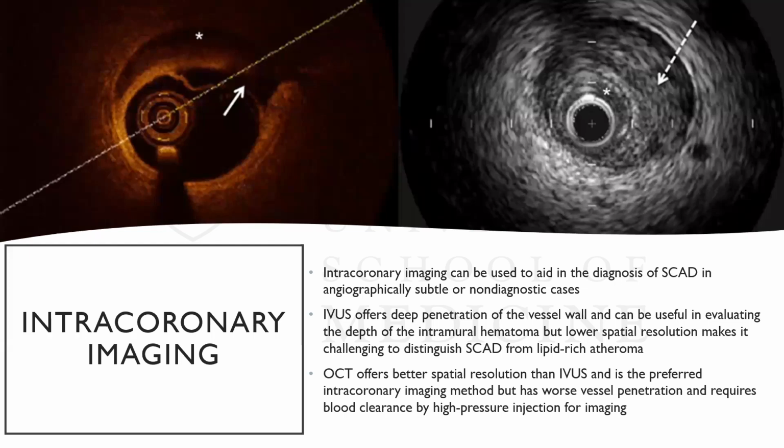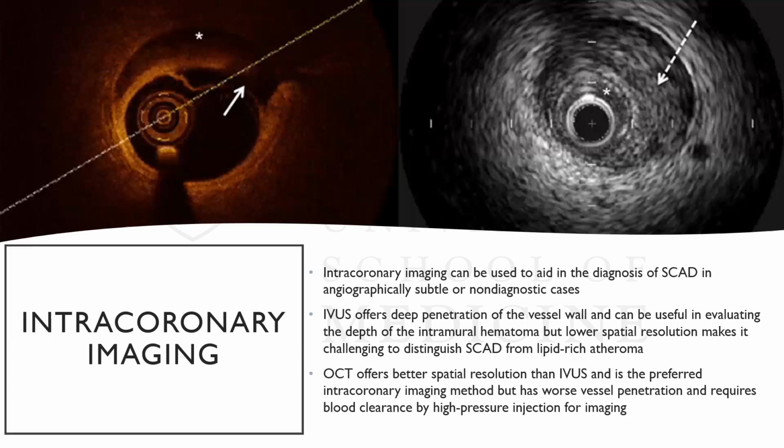Intracoronary imaging can be used to aid in the diagnosis of SCAD if the findings are subtle or non-diagnostic in a regular coronary angiogram. IVUS offers deeper penetration of the vessel wall and can be useful in evaluating the depth of the intramural hematoma, but has lower spatial resolution than OCT, which makes it challenging to distinguish SCAD from lipid-rich stroma, which is another key differential when you're looking at these cases.